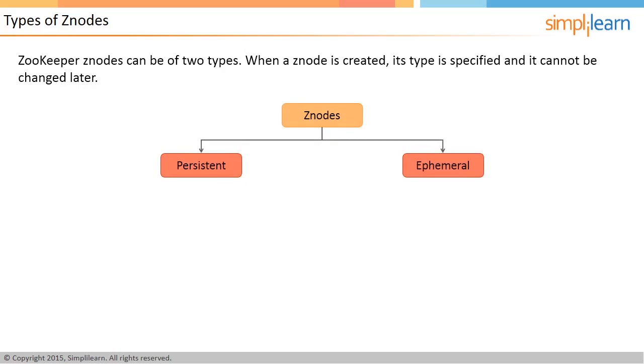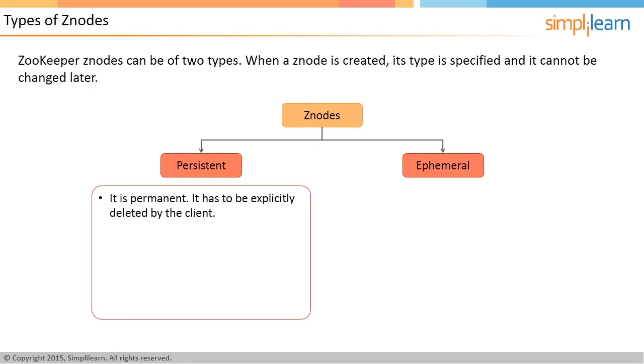Ephemeral znodes are used to detect the termination of a client. Alerts, known as watches, can be set up to detect the deletion of the znode.